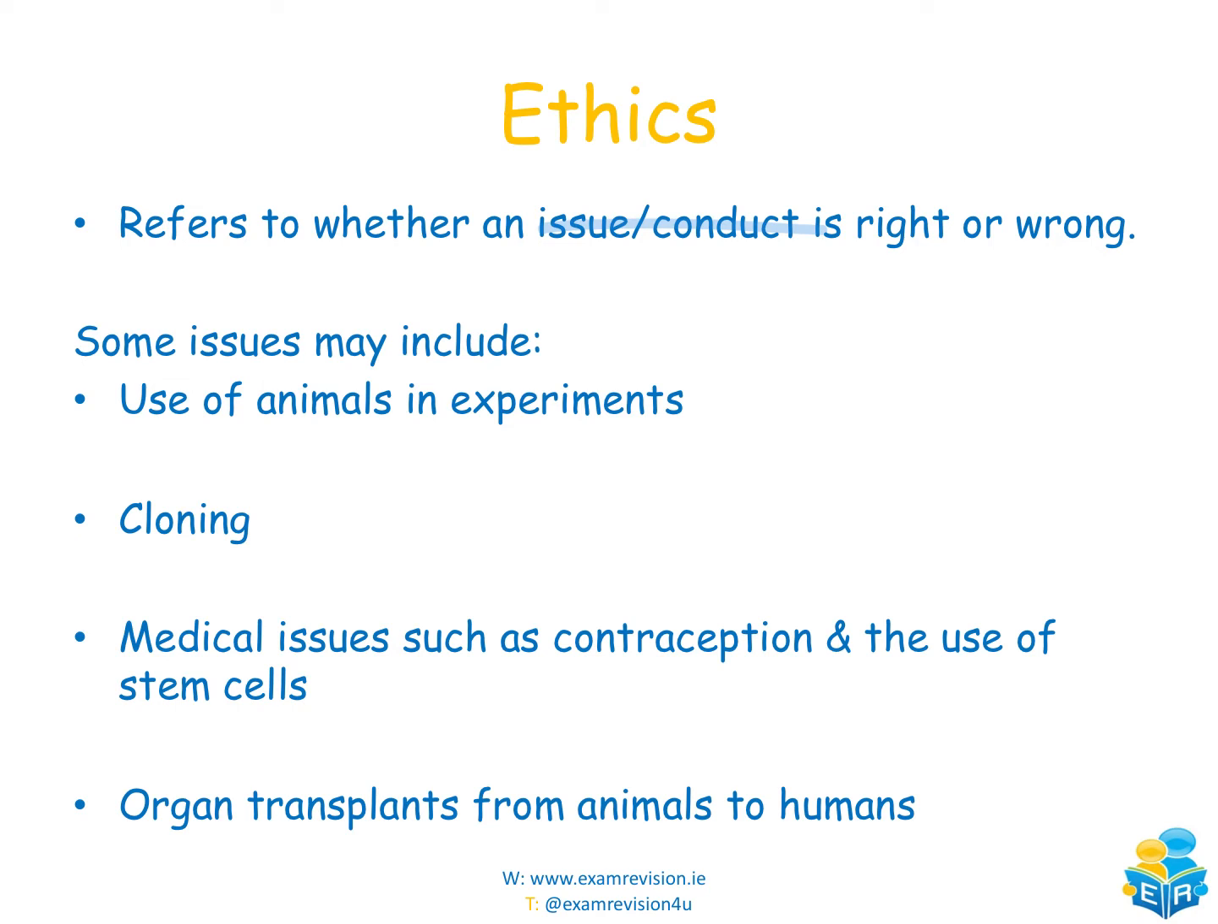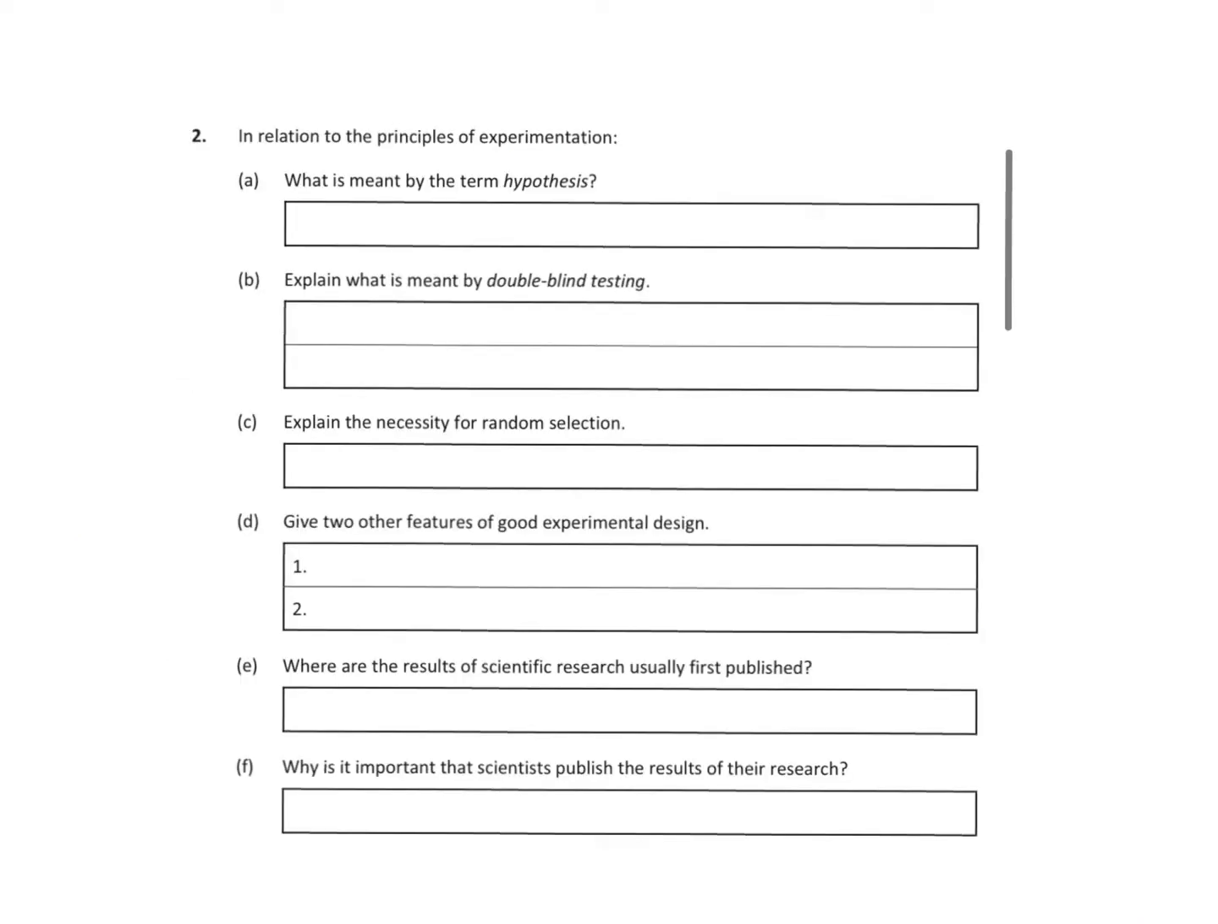Medical issues such as contraception and the use of stem cells raise ethical issues and is quite a large debate in the scientific method, more so the use of stem cells. And then the idea of organ transplants from animals to humans. So readily we do carry out organ transplants from humans to humans, but there is a debate there, would it be ethical to start to do that from animals to humans as well?